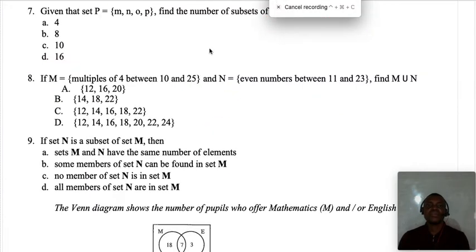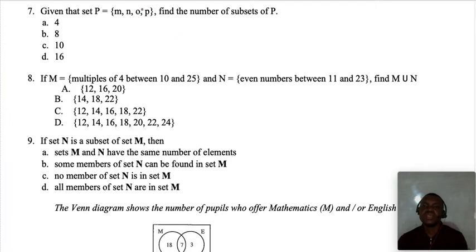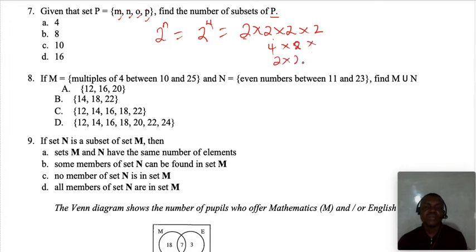Good. So let's get to question 7. Given that set P is {M, N, O, P}, find the number of subsets of P. So the same thing like what we did, 2 raised to the power n. And how many members? 1, 2, 3, 4. So it's 2 raised to the power 4, which is the same as 2 times 2 times 2 times 2. 2 times 2 is 4. 4 times 2 is 8. 8 times 2 is 16. So here is the answer, which is 16. Let me shade.